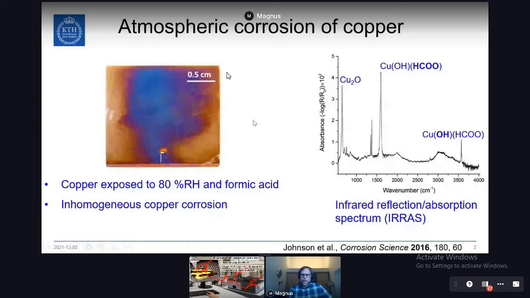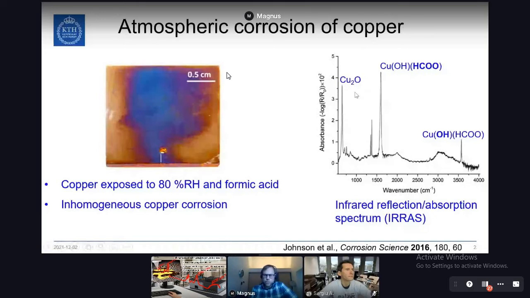If we look at the whole piece and take an infrared reflection absorption spectrum, also called grazing incidence IR, we can see that there are 2 corrosion products formed on our surface. We have the copper oxide, the cuprite, at 650 wave numbers. We have the copper hydroxy formate at 1600 wave numbers, and that also gives rise to a peak at 3570 wave numbers. This is the OH stretching vibration we look at there.